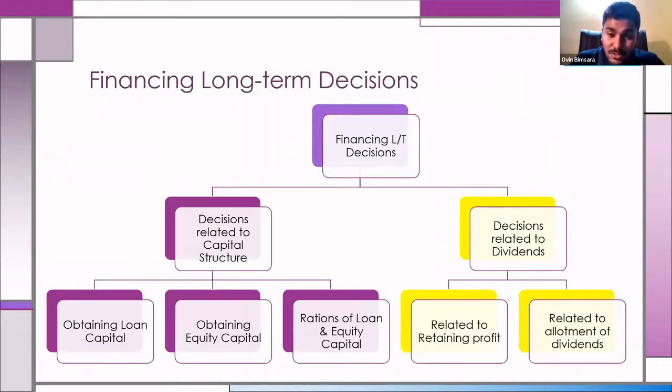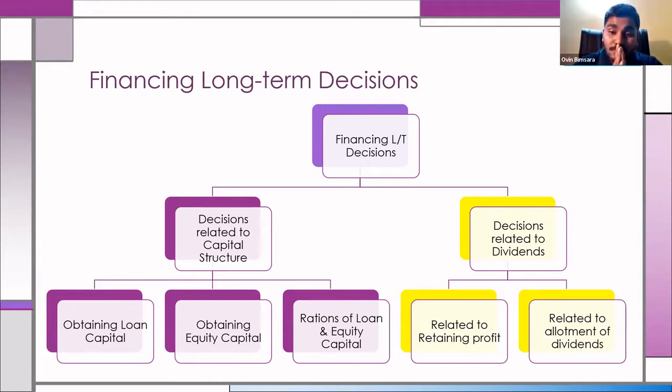When it comes to financing long-term decisions, again, you can divide it into two: decisions related to the capital structure, how you have structured your capital in the business. In terms of capital, we can think about loan capital and equity capital. Whether you have taken bank loans, or loans from other parties, or you have sold shares in the share market and obtained equity, you can structure your capital in two ways: either equity capital or loan capital. And then you need to decide upon the ratio between loan capital and equity capital, whether you want to have more debt in the business or more equity in the business. So these are the decisions related to the capital structure.